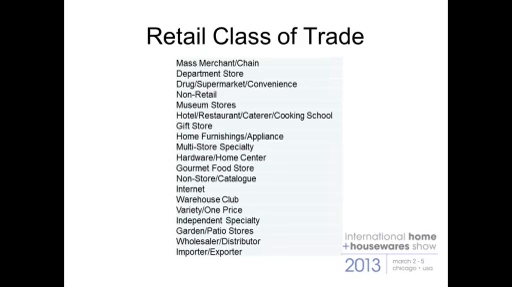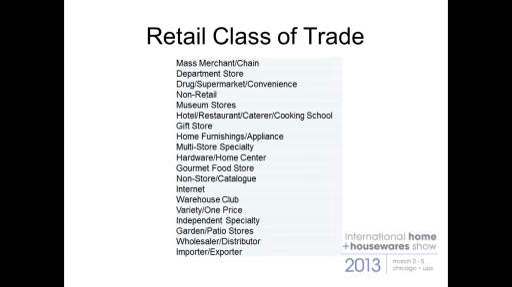Each of these was represented at the show. We count all but the last two as retail buyers. The last two, though, may be of interest to you as well. Wholesaler distributors, importer exporters may have stopped by your booth.